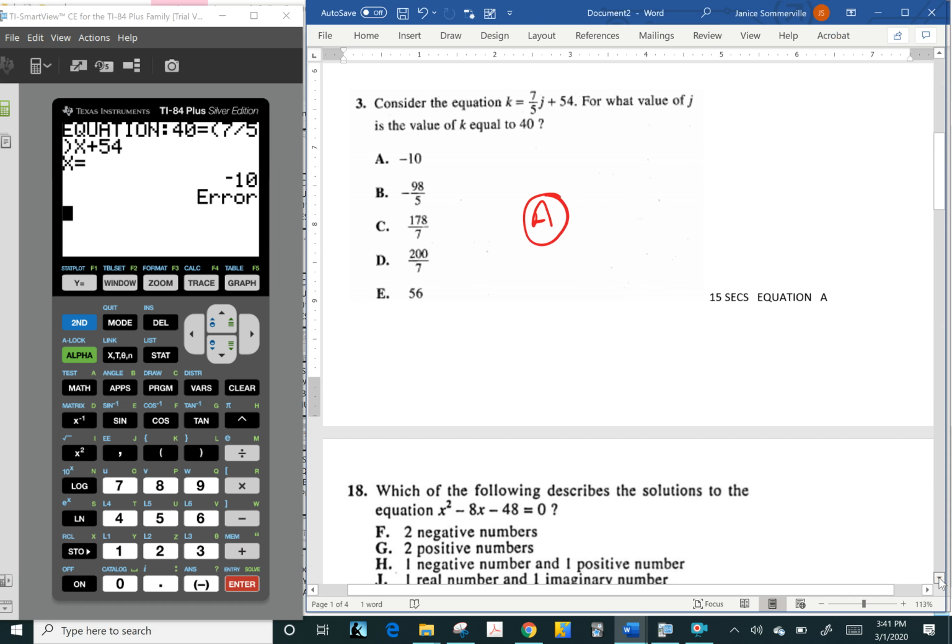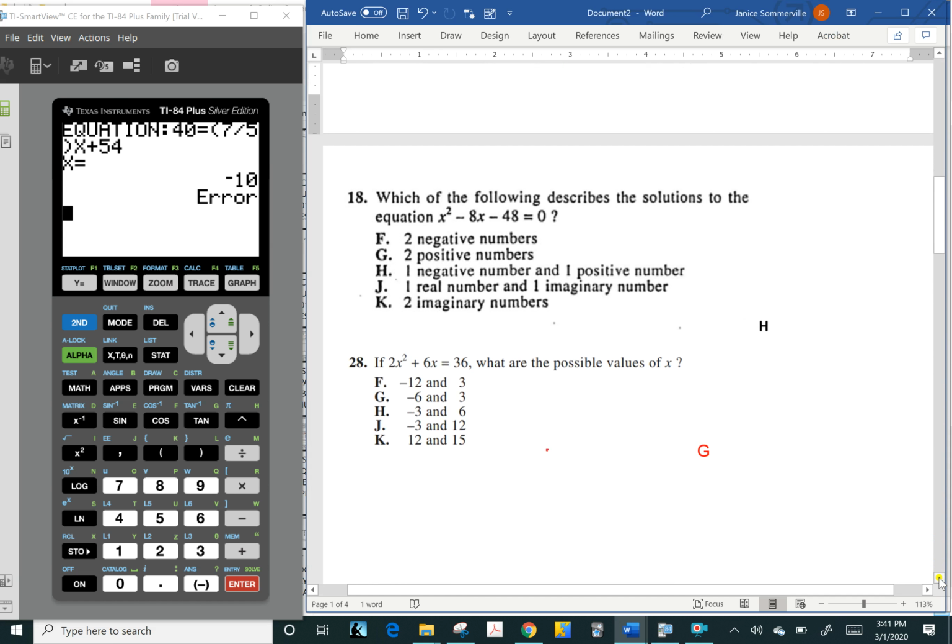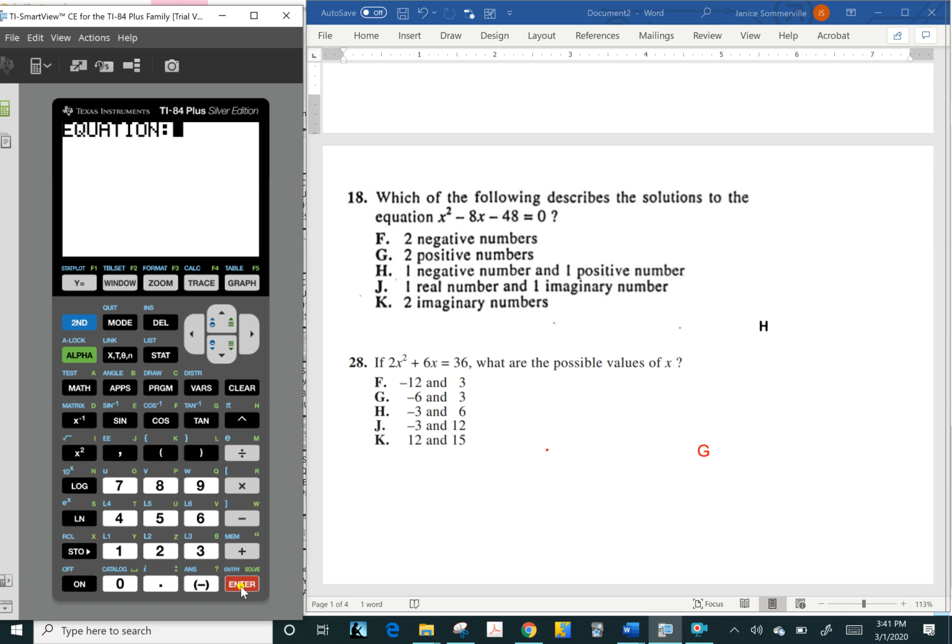All right, we're going to go up to a level 18 question. It says which of the following describes the solutions to the equation. So it'll also solve quadratics for you if you don't like quadratic equations. So we'll do x, and then the squared button over here, minus 8x minus 48. And it's saying is it two negative numbers, two positive, one negative and one positive, one real, one imaginary, two imaginary. And we're looking for one negative, one positive as the answer. So let's see what it gives us.